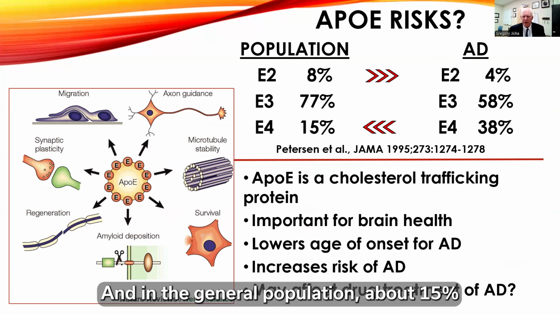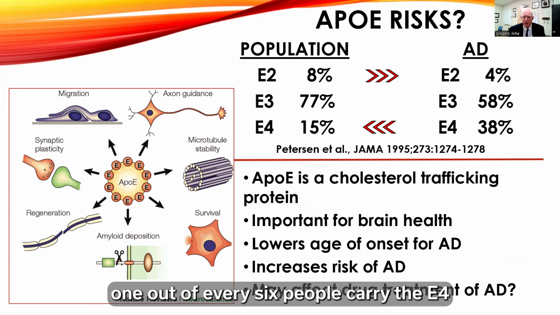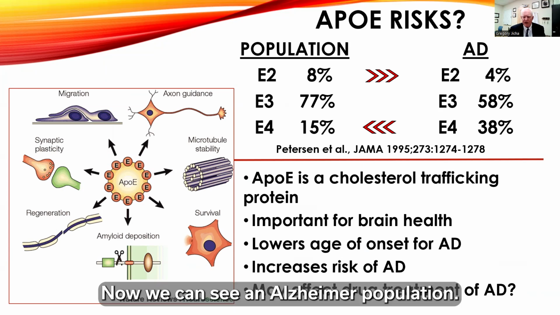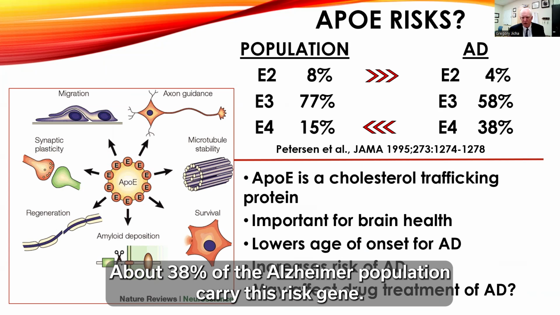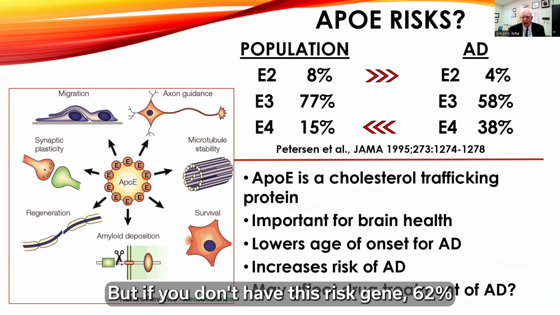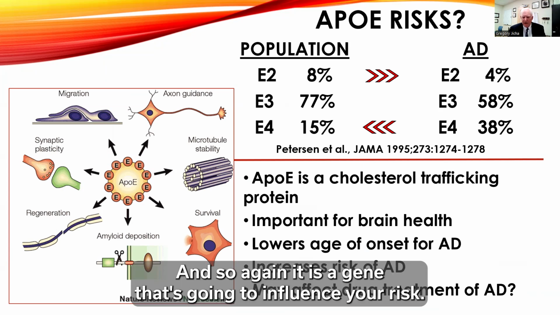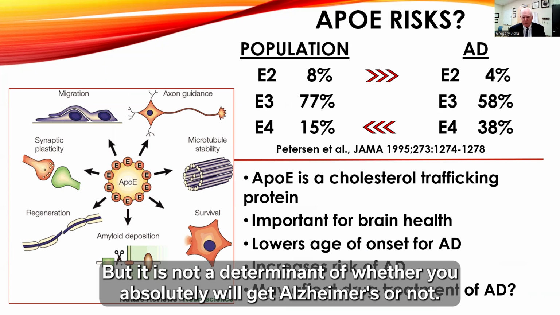And in the general population, about 15%, one out of every six people, carry the E4 risk gene for Alzheimer's disease. Now we can see in an Alzheimer population, about 38% of the Alzheimer population carry this risk gene. But if you don't have this risk gene, 62% still get Alzheimer's disease. And so again, it is a gene that's going to influence your risk, but it is not a determinant of whether you absolutely will get Alzheimer's or not.